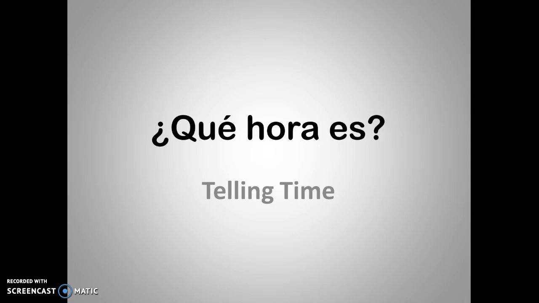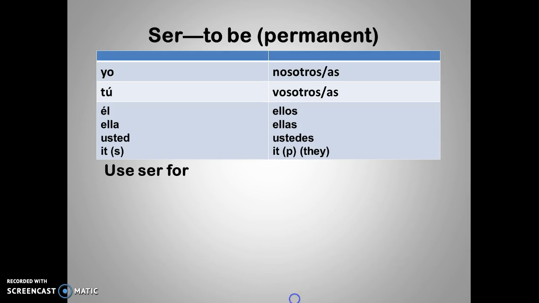All right, ¿Qué hora es? is our next unit, and that is asking you what time it is. And so we're going to learn how to tell time in Spanish. Now, before we tell time in Spanish, you're going to have to know the verb ser, which means to be permanent, which is like the verb estar, which means to be, but that was temporary.